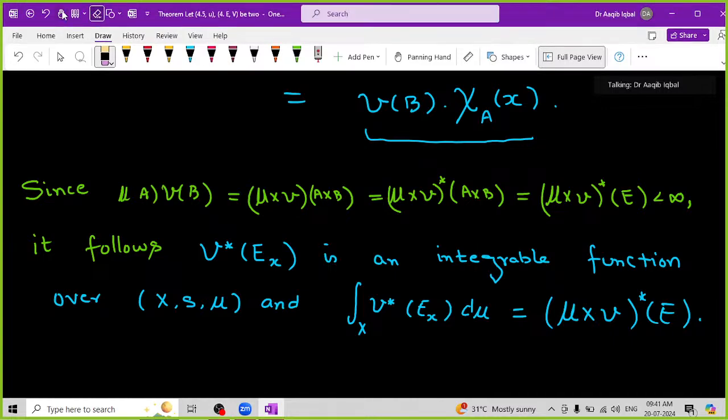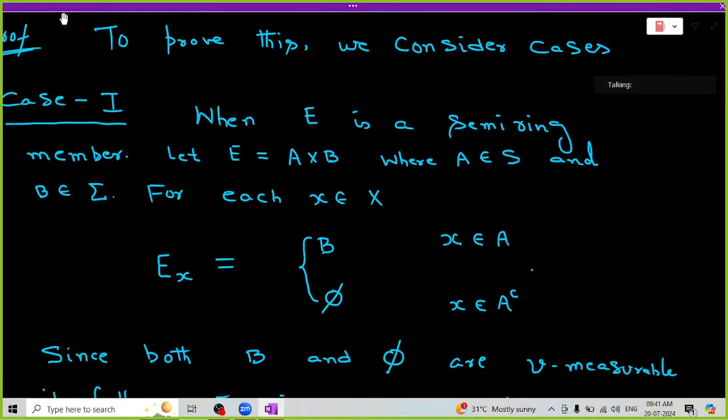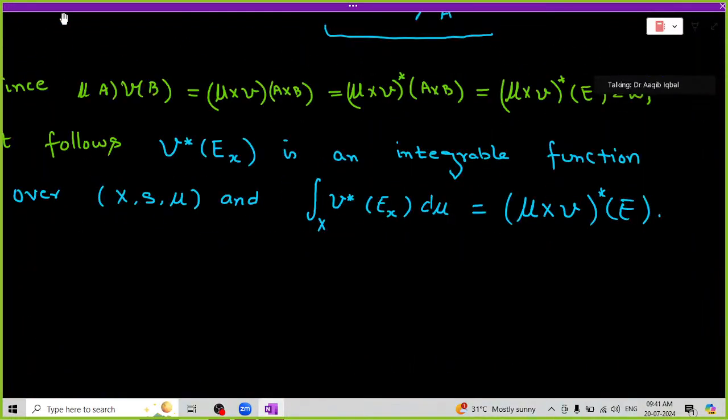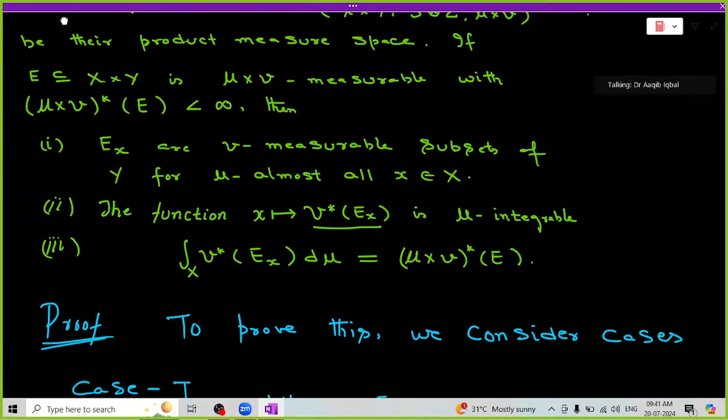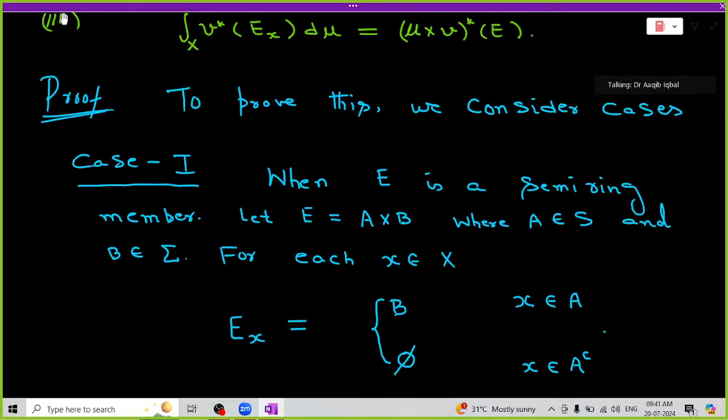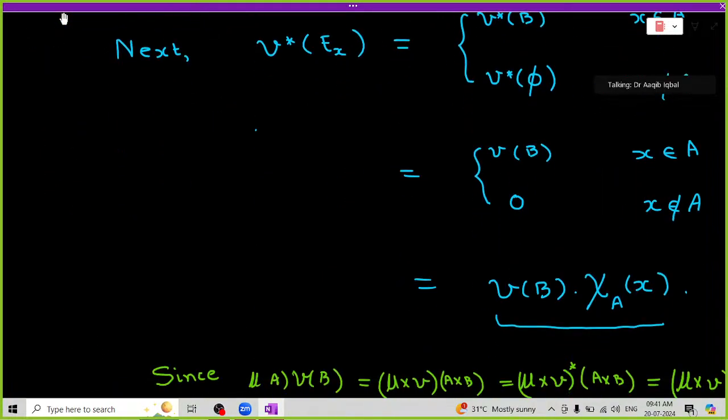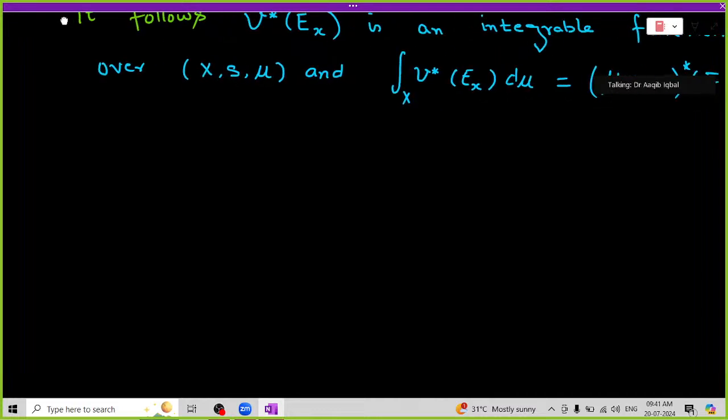ठीक है, तो हो गया. सो वी आर डन विद केस वन. केस वन में हमने हर एक चीज़ इस्टेब्लिश कर दी. मेजरेबिलिटी भी आ गई, इंटीग्रेबिलिटी भी आ गई, और फाइनली इंटीग्रल इज इक्वल टू द आउटर मेजर. सो केस वन इज डन. नाउ वी कम टू केस सेकंड.